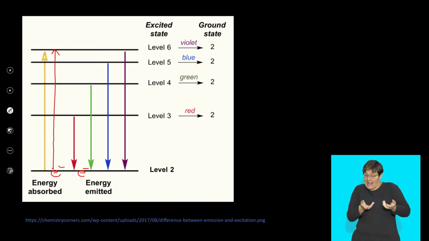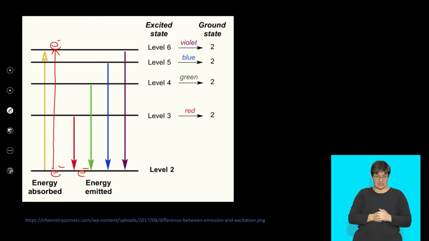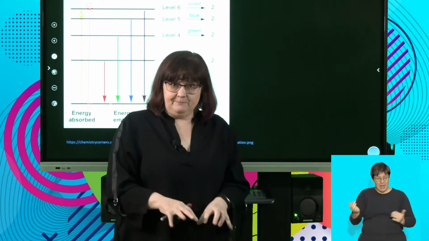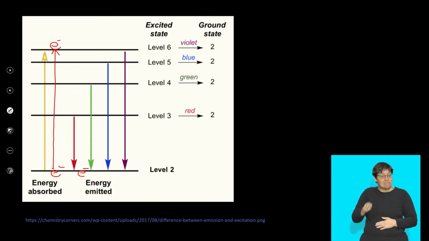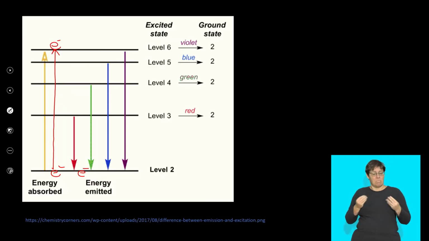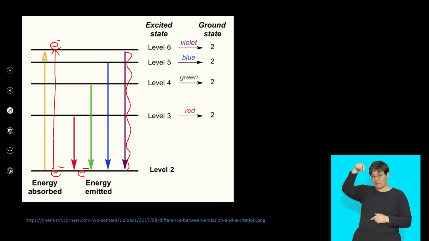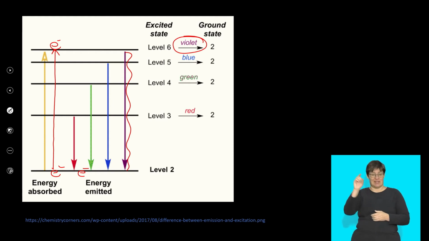We give it lots of energy, so it's had way too much sugar for breakfast, and it jumps to level 6. Now, we know it can't stay there. Atoms and elements want to be in the lowest possible energy state. That's why they do everything that they do, because that's where they're happy. This electron now has some options, okay? So from there, it could jump all the way down to there. And if it does that, we're going to see purple light, violet light, okay?